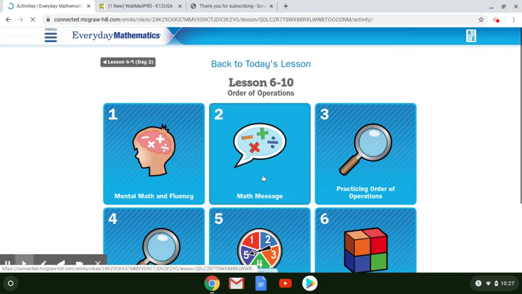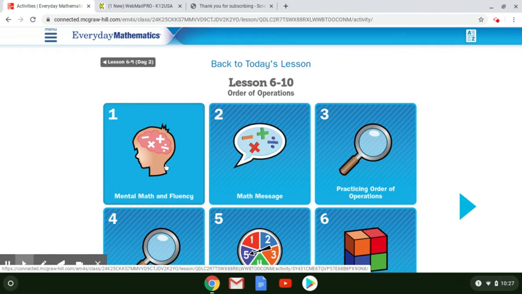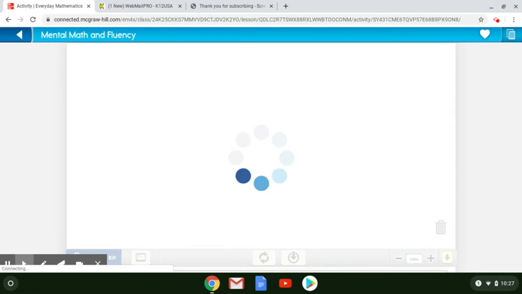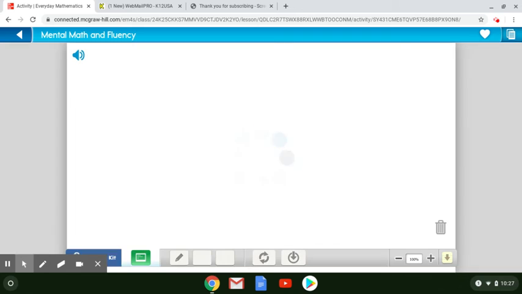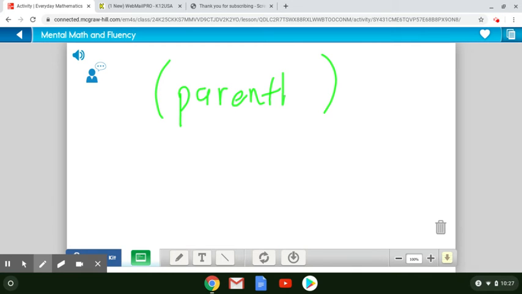And we're going to begin here. We're going to actually go in and click on Mental Math and Fluency. And we're just going to take a minute to review what we had done before we had left. The last lesson that we had done was on parentheses. So if you remember, when we were working on parentheses, we learned that when there are parentheses in an equation, we always solve inside of here first.